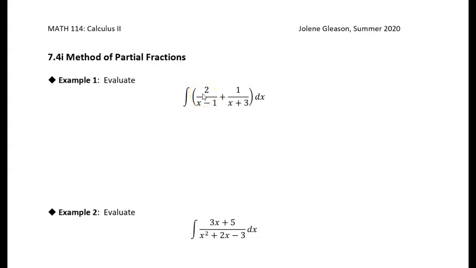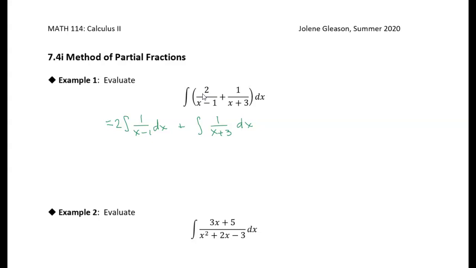All right, so let's just dive right in and look at this first example. Here we have the sum of two rational functions. I can integrate those functions just by splitting it into two parts, right? So I could write that this is equal to the integral of, and I'll put the 2 out front, 2 times 1 over x minus 1 dx, and then plus the integral of 1 over x plus 3 dx.